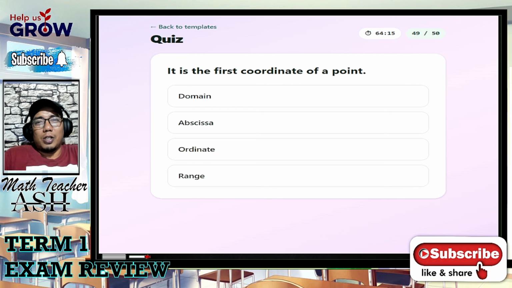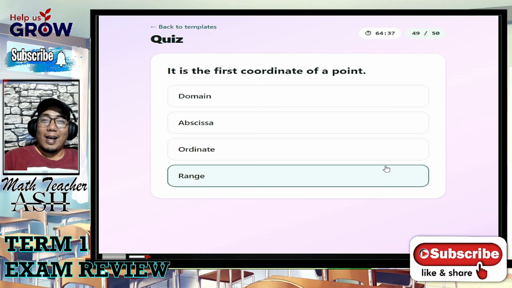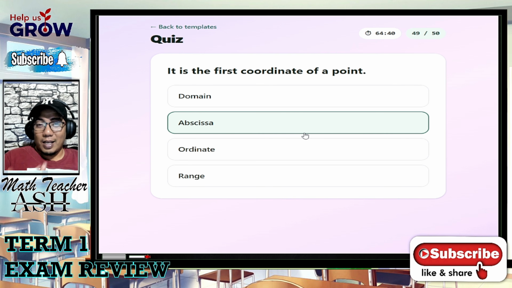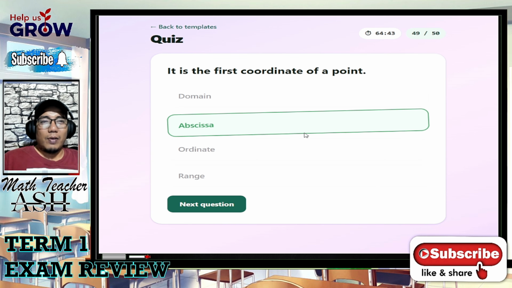Okay, my dear math learners, this is just about the definitions of the parts of a coordinate. The coordinates have the x coordinate and the y coordinate. The x coordinate is known as the first coordinate, and that is called abscissa, while the y coordinate is known as the ordinate. So for this question, the correct answer is the second statement. Let's check. Easy, right? Now let us go to the last question.